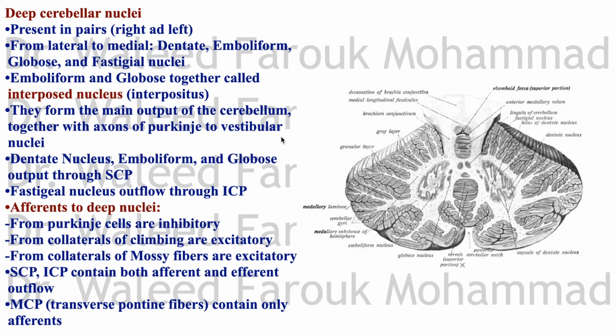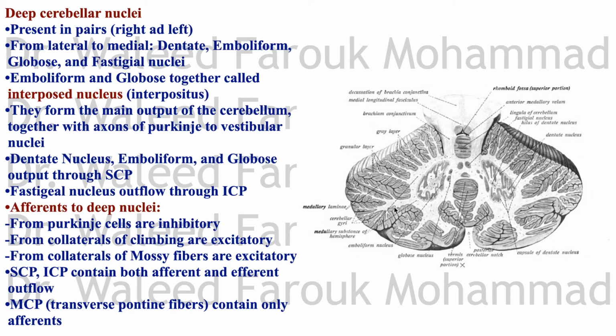The deep cerebellar nuclei, they are present in pairs, right and left. From lateral to medial, they are dentate. The biggest one is the dentate. Emboliformis and globose together, and the fastigial nuclei in the middle. Emboliform and globose are called together the nucleus interpositus, or the interposed nucleus. And they form the main output of the cerebellum together with axons of Purkinje to vestibular nuclei.